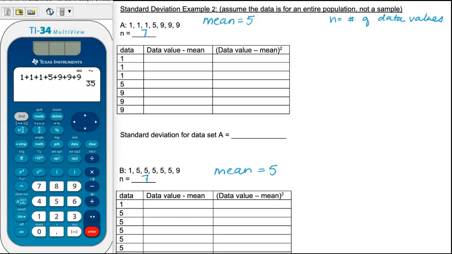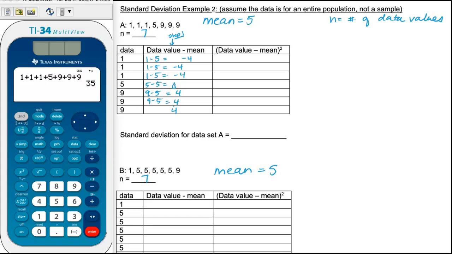Okay, and so step 1 is to find the deviation of each data value from the mean. In other words, subtract the mean from the data value. Really, our step 1 was finding the mean, so we have to find the mean first so that we can subtract. So once we find the mean, step 1 says take the data value. In this case, the data value is 1, and I'm going to just do 1 minus 5, and that gives me negative 4. And then I'm going to do the same thing. 1 minus 5. And then 5 minus 5, and 9 minus 5. And then this one's 4 also.